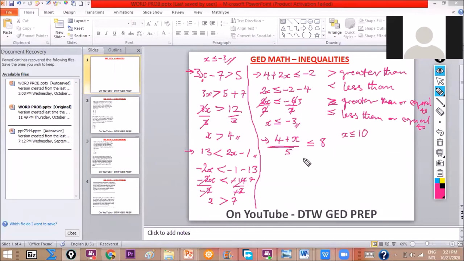Okay, let's try it together then. From here, we have to deal with this 5 beneath the division. To deal with this, we cross multiply over here. So we say 5 times 8. So we're left with 4 plus x less than or equal to 5 times 8, which gives us 40. Yes.